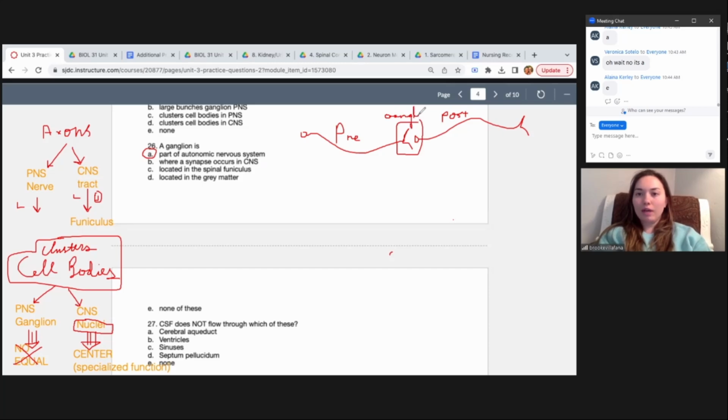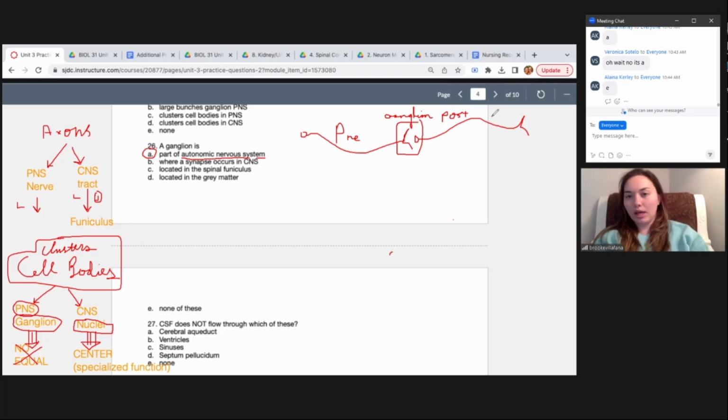And the function of ganglions is actually to be a part of the autonomic nervous system. So answer A would be correct because the ganglion is part of the autonomic nervous system. The ganglion is the cluster of cell bodies in the peripheral nervous system, right? Cluster of cell bodies, peripheral nervous system, and it is part of the autonomic nervous system. You would have the pre-ganglionic neuron and the post-ganglionic neuron.